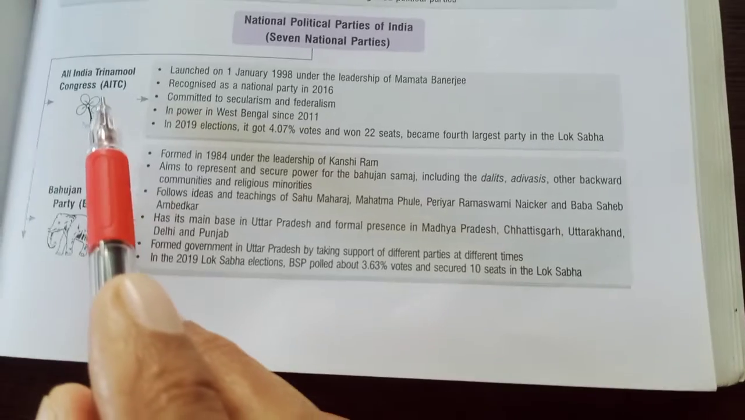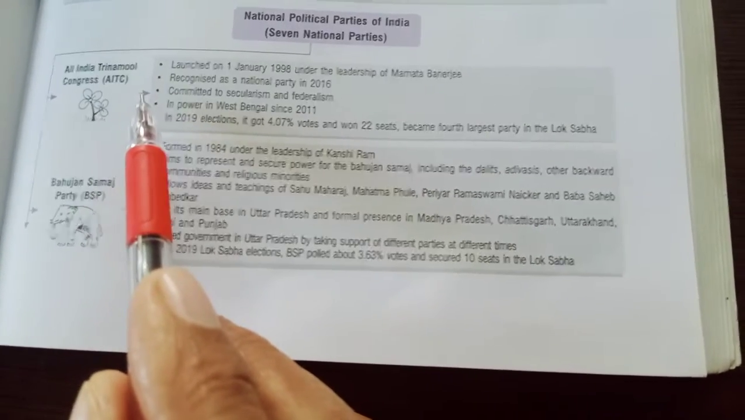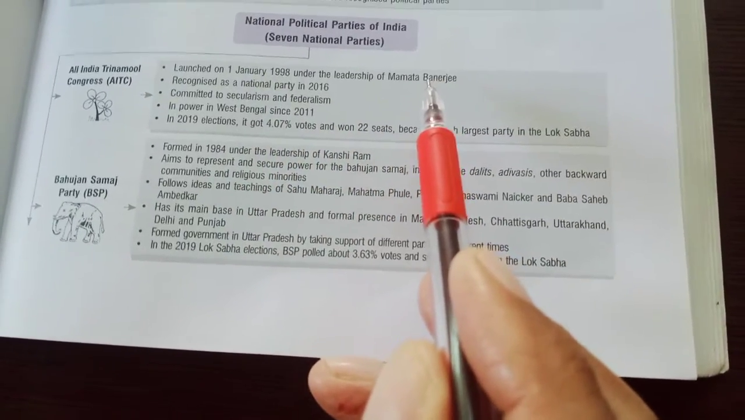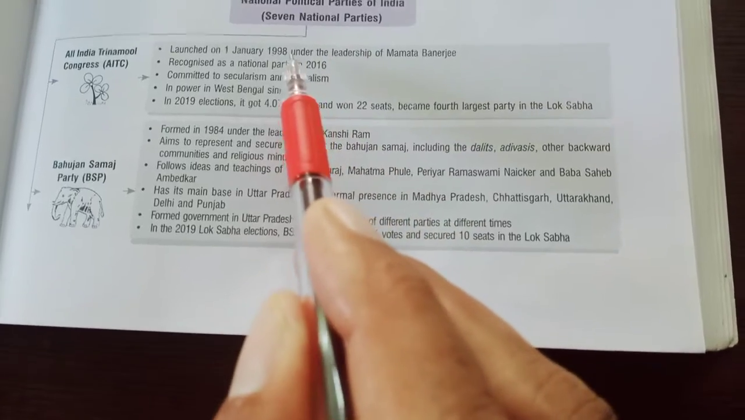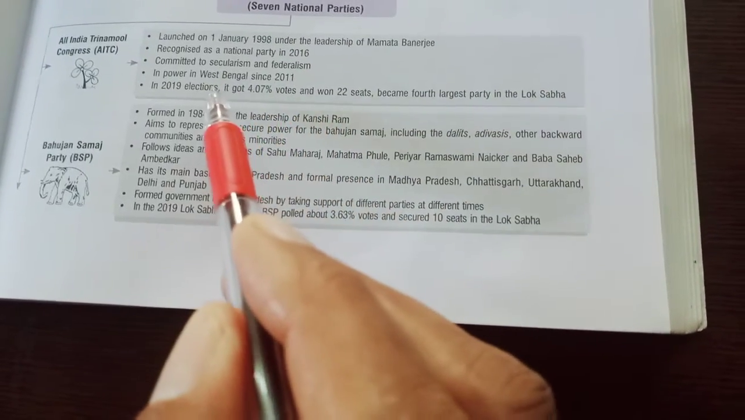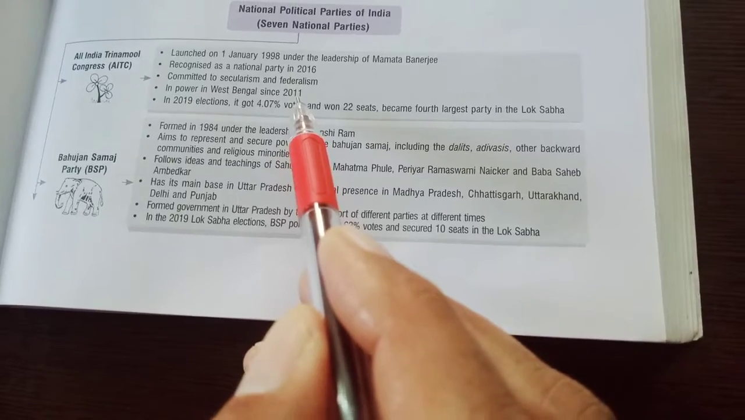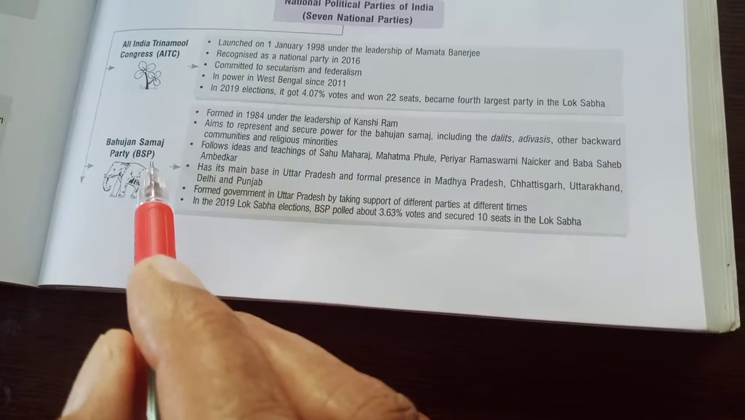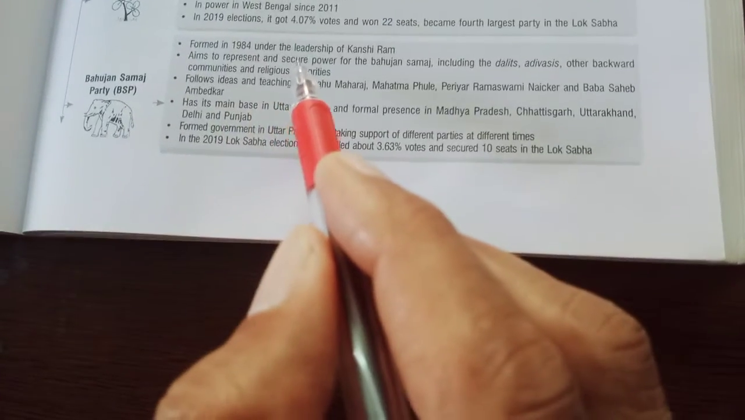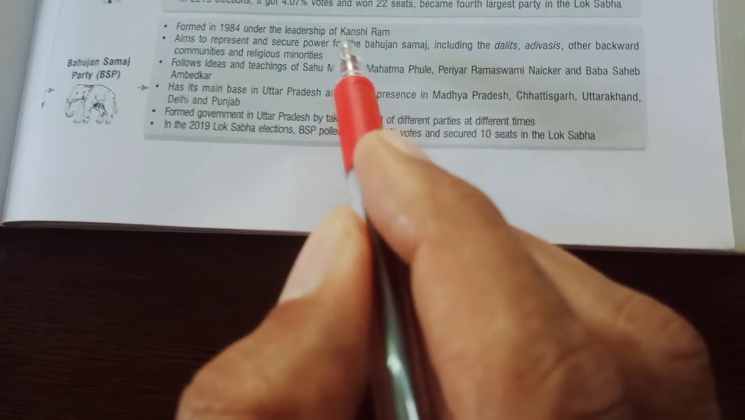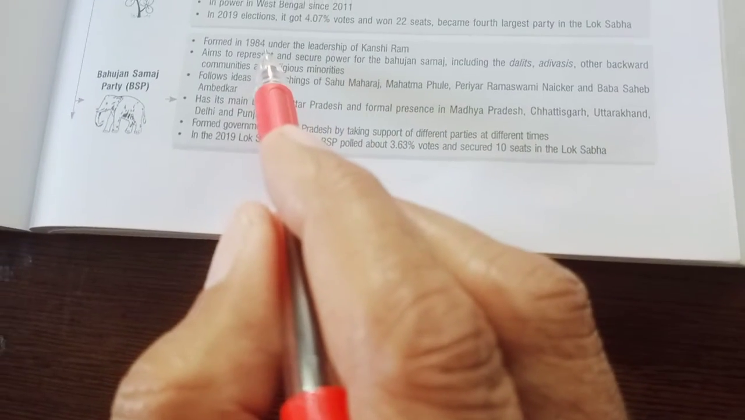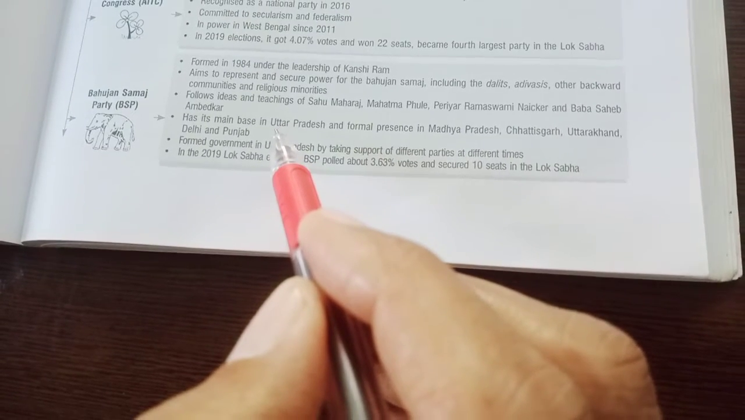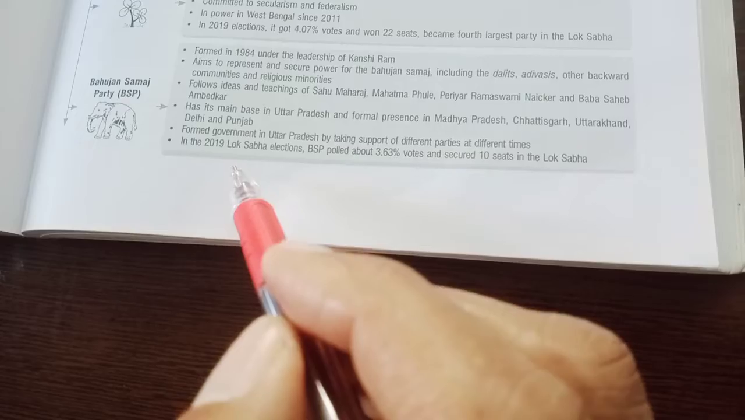Do you remember Trinamool Congress? It was launched by Mamata Banerjee in 98, and it came to power in Bengal in 2011. You also remember the Bahujan Samaj Party, right? It was launched by Kashiramji in 84, and of course now it is headed by Miss Mayawati.